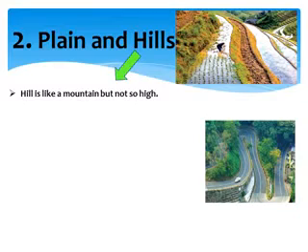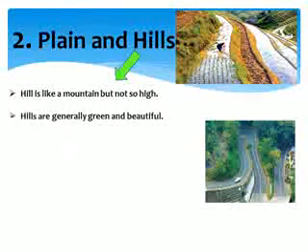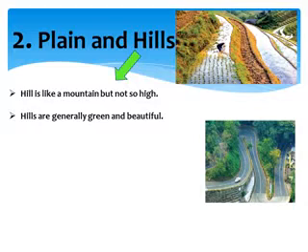Even in hill stations, many people live. Here we can cultivate only plants like tea and coffee. Mostly they are cultivated in the hills area. You can see the hill station, Ooty. Ooty is a hill station. So hills are generally green and very beautiful. It will be green and it is more beautiful.